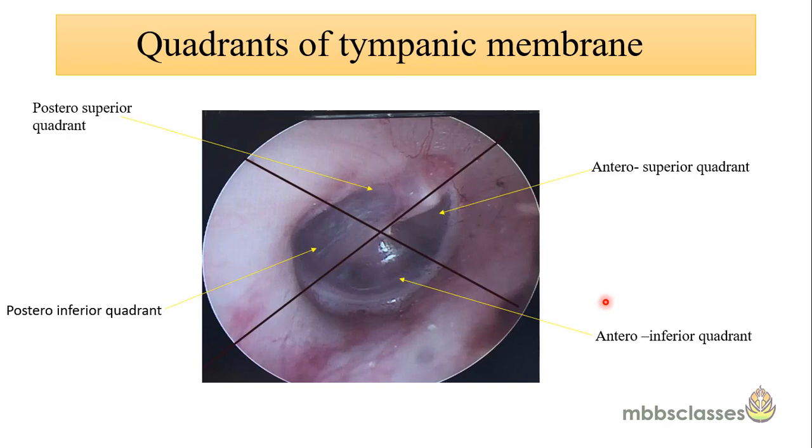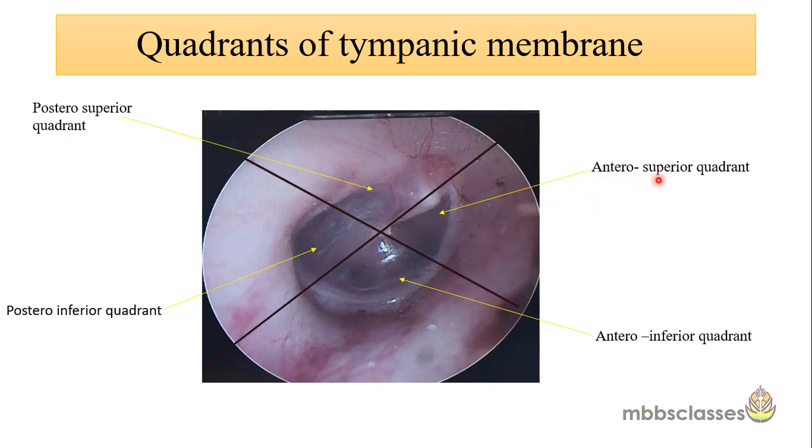So let's see how the tympanic membrane is divided into quadrants. Actually, the tympanic membrane is divided into quadrants just for clinical purposes, to mark the area of the disease, to mark the area of the perforation. So how is it divided? It is divided into four quadrants.